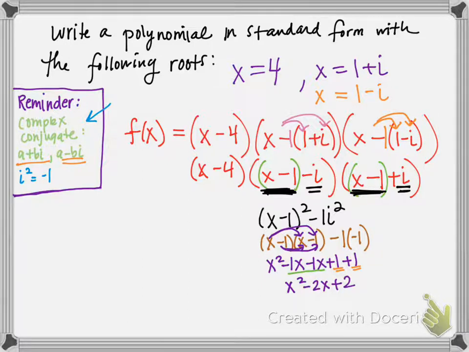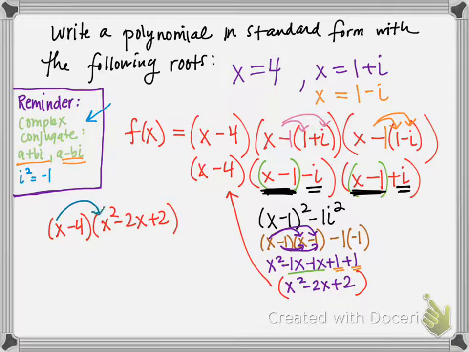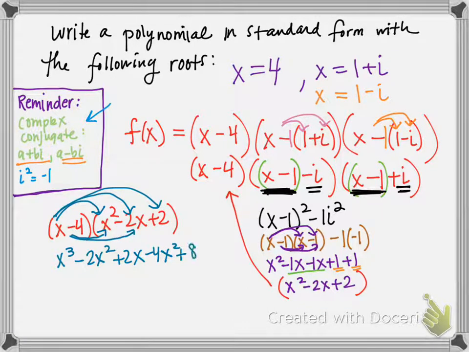Now I still have to multiply this trinomial with the x minus 4. So in the end, I still have to multiply x minus 4 times x squared minus 2x plus 2. So let's distribute. x times x squared is x to the third. x times -2x is -2x squared. x times 2 is 2x. Now I distribute the -4 to all three terms. -4 times x squared is -4x squared. -4 times -2x is +8x, and -4 times 2 is -8.